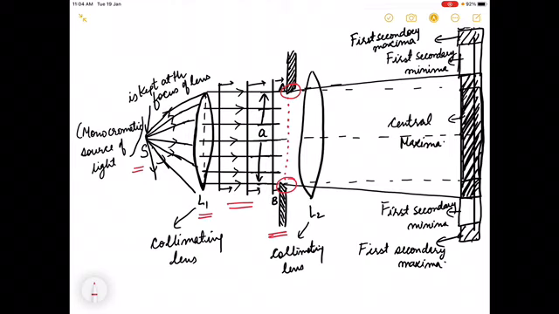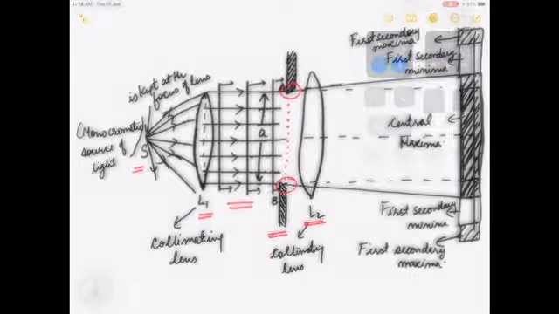Now the light is diffracted, which is focused on the screen with the help of lens L2. We have another lens, the collimating lens L2. With the help of that L2, these light rays will be focused on the screen, and we obtain a central maxima and alternate secondary minimas and maximas on either side. I hope that is understandable.